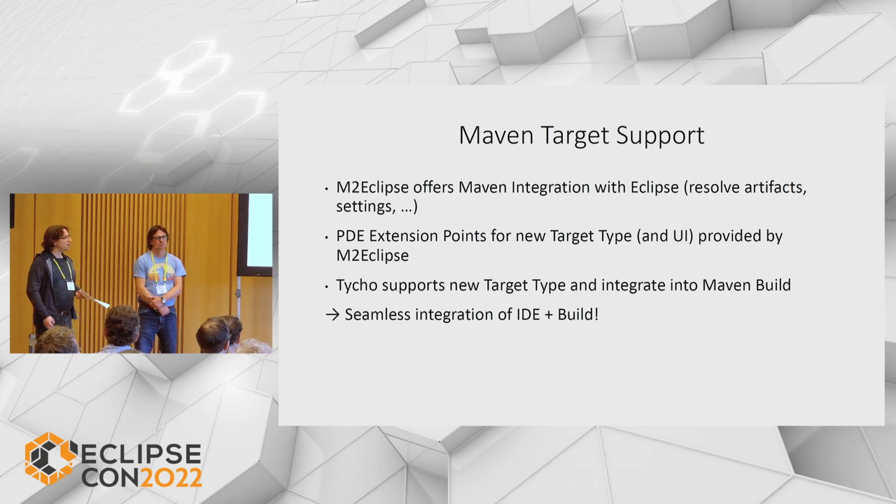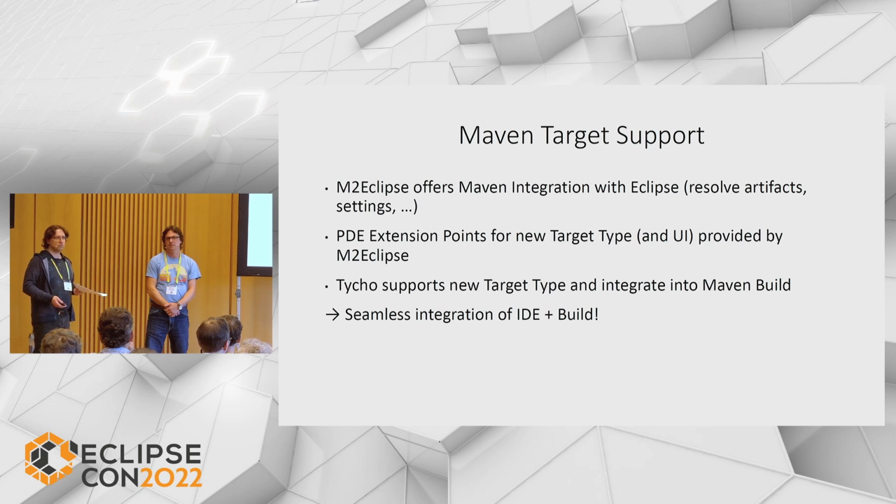This is all then combined using M2Eclipse, which offers Maven integration with Eclipse. That is, you can resolve artifacts, you can change settings and all that stuff. M2E now plugs into this PDE stuff and allows a new target type. Tycho also supports the new target type, and thus you have the opportunity to just use it in the IDE as in the build, so you don't need to configure it twice.